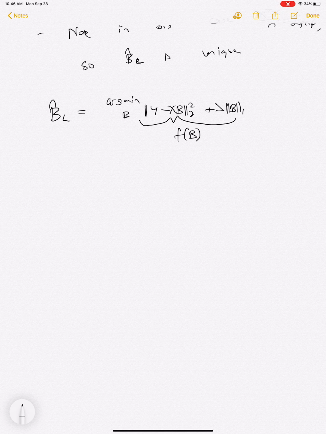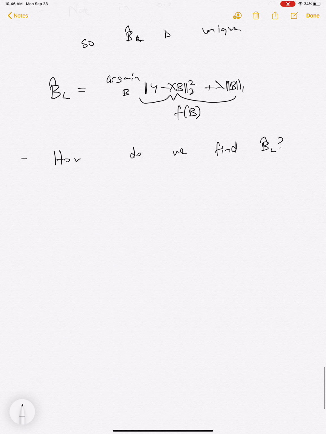Okay, so now we address the more challenging question of how do we find the solution. What would you do typically? Usually you'd say that you just set the gradient to be 0. We know the gradient of that quadratic, we've computed it many times, and that's easy.